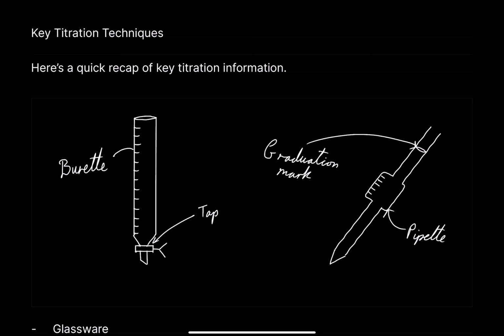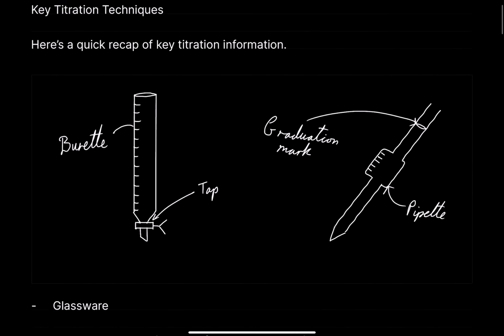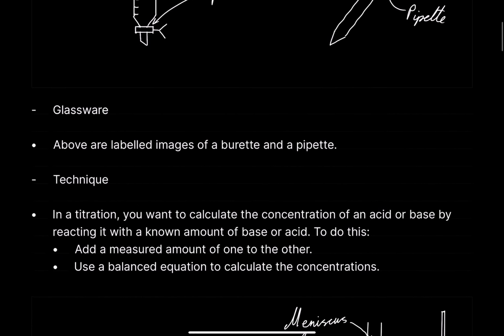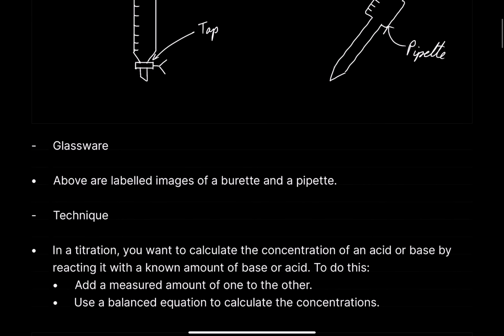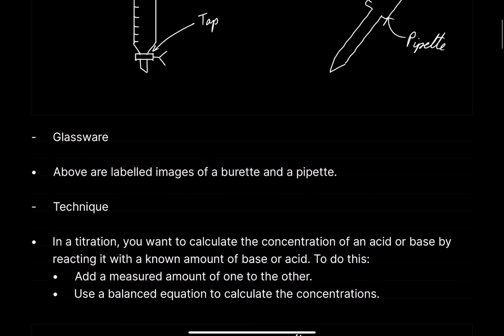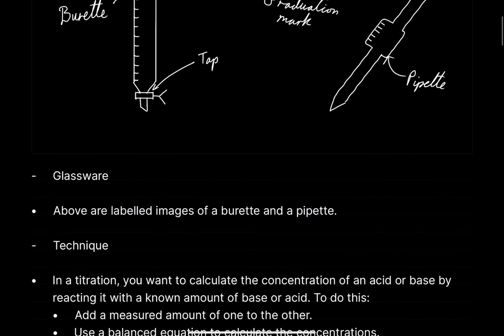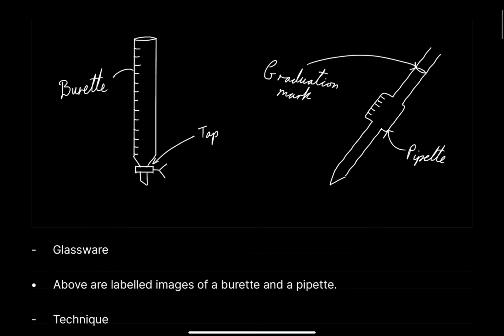So, key titration techniques. Here's a quick recap on the key titration information. Above are labeled images of a burette and a pipette. Now the technique in a titration, you want to calculate the concentration of an acid or base by reacting with a known amount of base or acid. Now to do this, you add a measured amount of one to the other, and you use a balanced equation to calculate the concentration. So we do our calculation first.